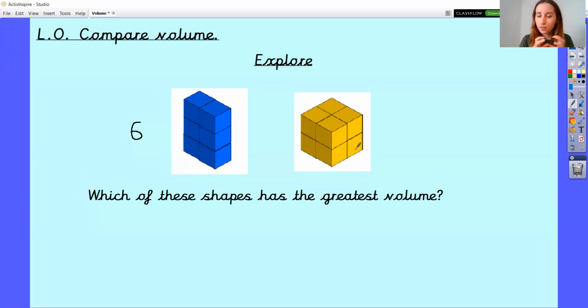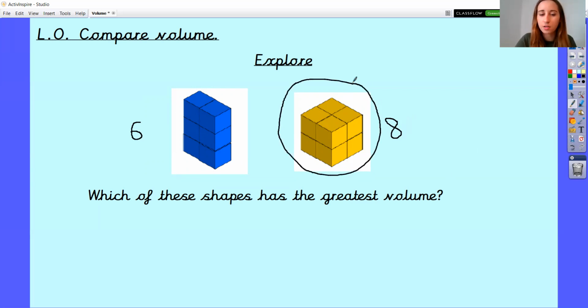But if it is a true cube, a full cube, I know that it's actually going to be 2 multiplied by 2 multiplied by 2. I'm going to have 2 times 2 on this side, and then I'm going to have the same thing again here on my second layer. So this cube here, this shape is made of 8 cubes. So which shape has the greatest volume? This shape here, the yellow cube, has a greater volume than the blue cuboid.